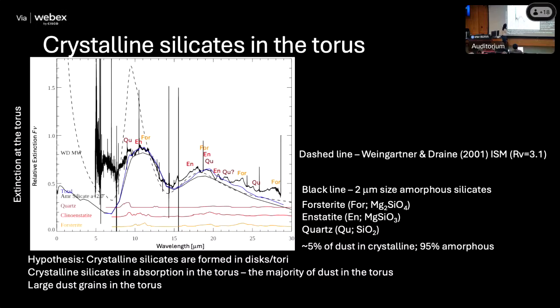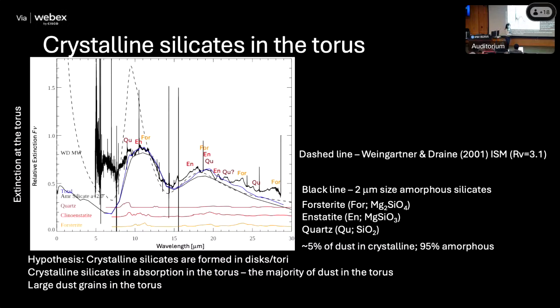We don't know this one yet, although we believe forsterite, but not quite sure. All of these small features are crystalline silicates. We try to fit these ones, not perfect yet, but we believe most of these features are explained by forsterite and quartz. And some of them may be enstatite, but I'm not quite sure about that one.